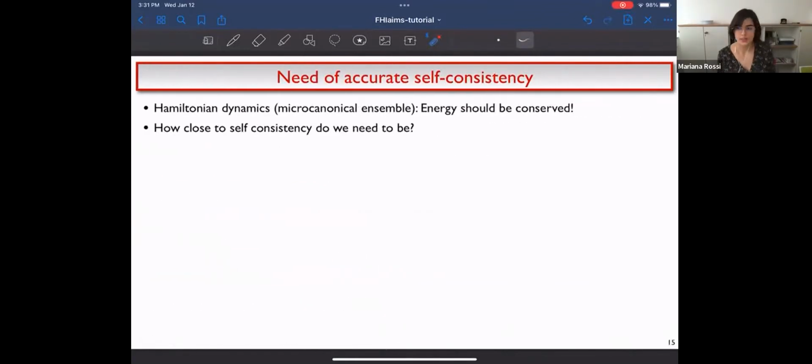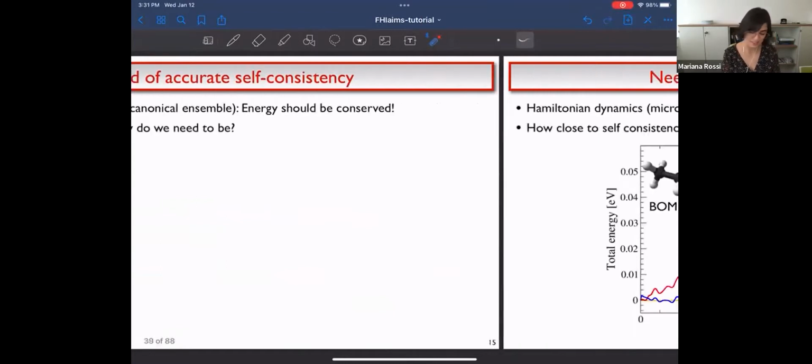So I remind you that we're trying to do Hamiltonian dynamics. So it's so far what you would call the microcanonical ensemble at this point in the talk, right? So the energy should be conserved. And for the energy to be conserved, we have to have forces consistent with the energy that we're calculating, right?